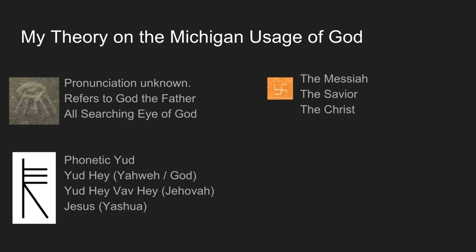I'd like to just quickly give my theory on the Michigan usage of God, as I believe that the eye is really a reference to God the Father. The tooth comb symbol for Japheth, I believe, means God, Jehovah. It could potentially be used to mean Jesus. For the swastika, that means the Messiah, the Savior, the Christ.